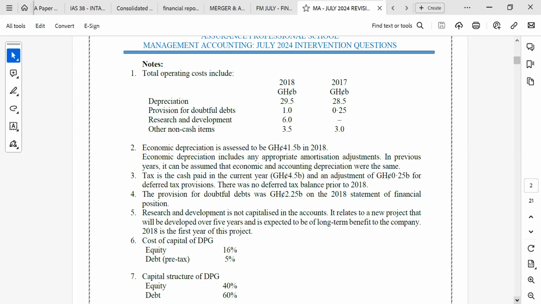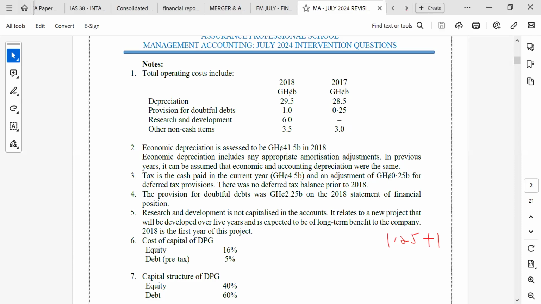Okay. So it means that the first provision was just 1.25 for 2017. We have added a 1 to it, so if you add a 1, that is why we have the 2.25. So that is the total provision on the statement of financial position. But the one charged to profit or loss is the 1 million for the year. So let's have that as the 1 million. So that will be added back.